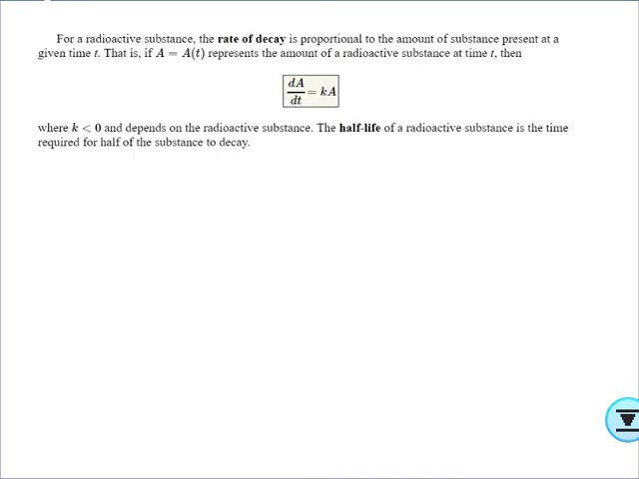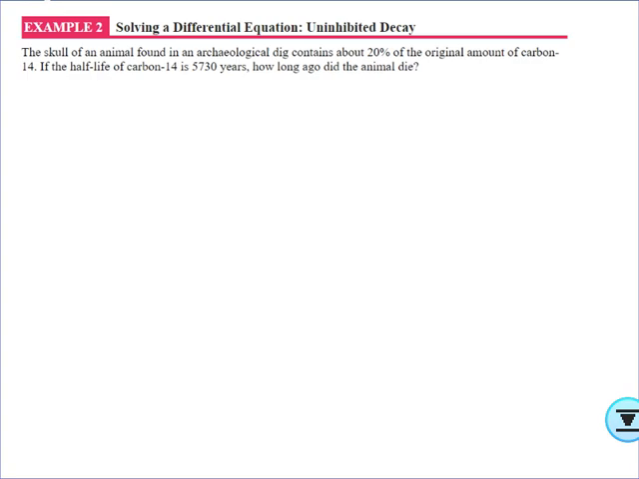All right, so for a radioactive substance, my rate of decay is what we just talked about. I just gave you a little bit of preview on that. So remember that a half-life is used a lot for decay, right? So let's see what that looks like. Okay, so the skull of an animal found in an archaeological dig contains about 20% of the original amount of carbon. If the half-life of carbon-14 is 5,730 years, how long ago did the animal die?